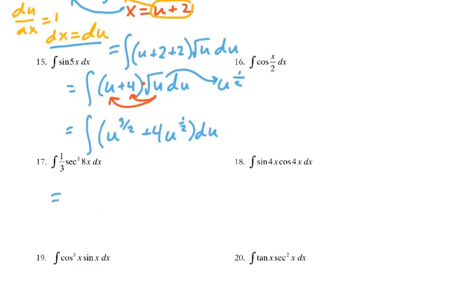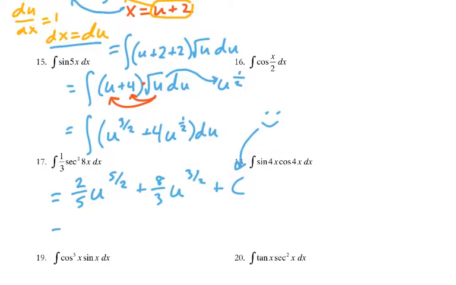Okay. Integral goes away. I'm going to add my powers and do the reverse power rule. And I get 2 over 5 u to the 5 over 2. That's the first one. Plus 8 over 3 u to the 3 over 2. And then, of course, this is indefinite, so we definitely need the plus c. If you remember that, bravo, proud of you. Good job.